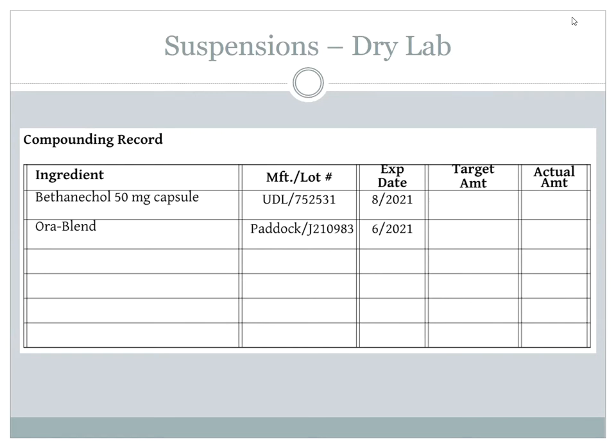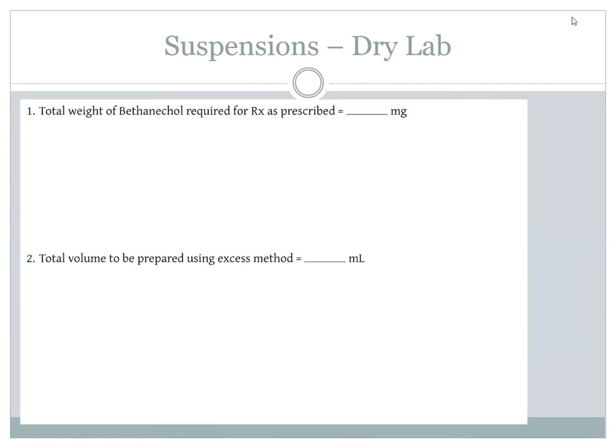So it's basically Aura Plus and Aura Sweet already pre-mixed at a 1-to-1 ratio. So guess what? I only need to use 1 bottle. So I'm going to use Aura Blend as my liquid since it's both flavoring and suspending, and my drug, bothanicol, 50 milligrams. All right. So let's do this. Now I'll illustrate what I mean by the excess method here in a minute.